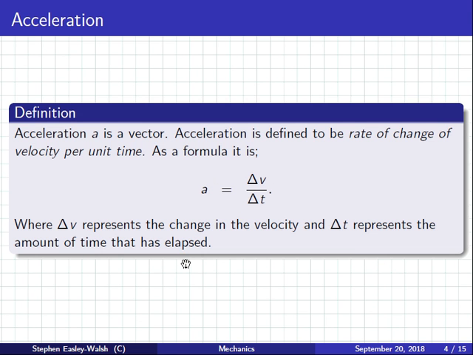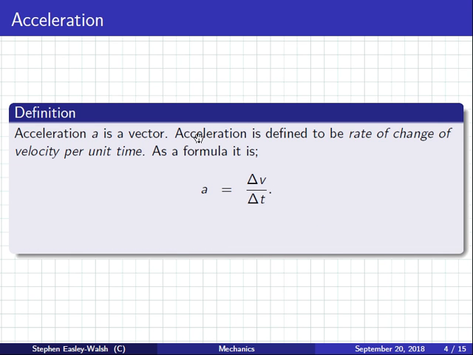You don't need to write this down, I think it's okay. But you should write down this: acceleration is the rate of change of velocity per time. And then this is the formula for it.